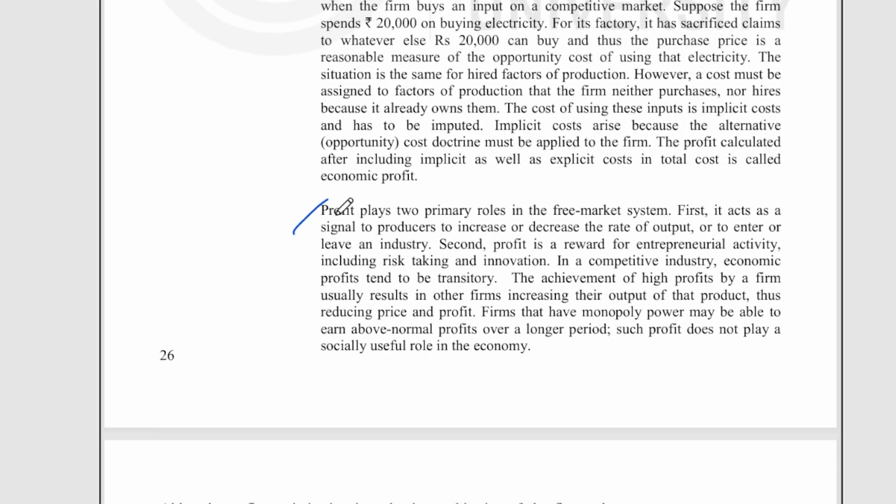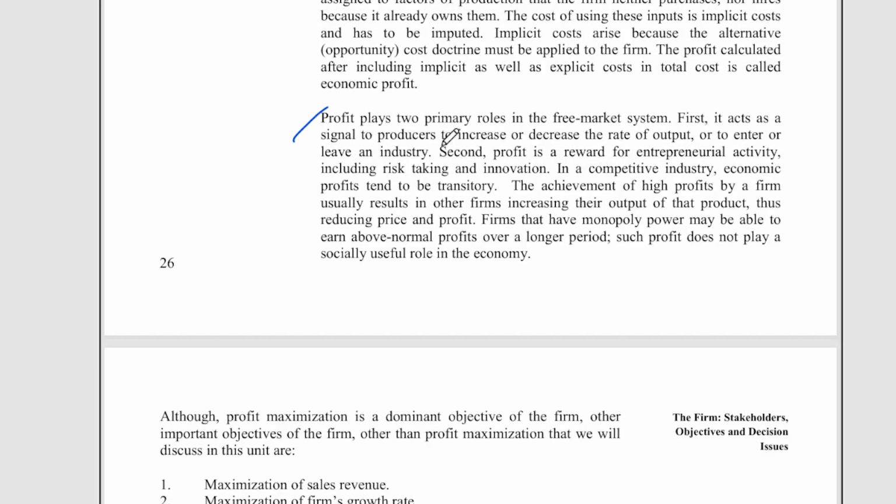Profit plays two primary roles in the free market system. First, it acts as a signal to producers to increase or decrease the rate of output and to enter or leave an industry. Second, profit is a reward for entrepreneurial activity, including risk taking and innovation. In a competitive industry, economic profit tends to be transitory, and the achievement of high profit by a firm usually results in other firms increasing their output of that product, thus reducing price and profit. Firms that have monopoly power may be able to earn above-normal profit over a longer period. Such profit does not play a socially useful role in the economy.